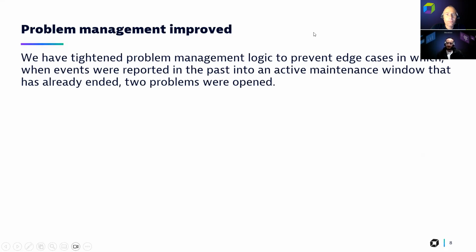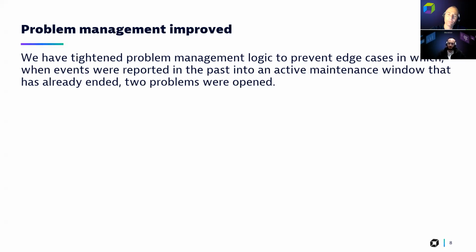We also improved the problem management. We briefly tightened the problem management logic to prevent corner cases. For example, there are some event reports sent with a delay during a maintenance window. Currently, those result in multiple events due to the disabled merging during the maintenance window periods. The logic is basically to enable merging after the maintenance window ends and to be sure that only one event is created with the same correlation ID.